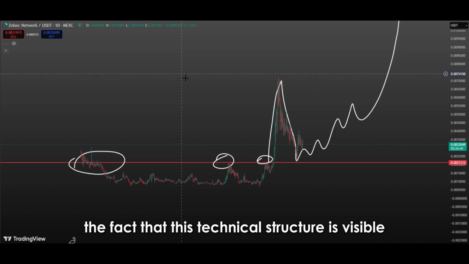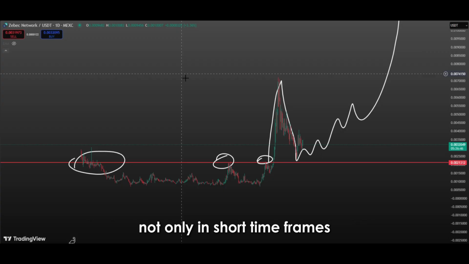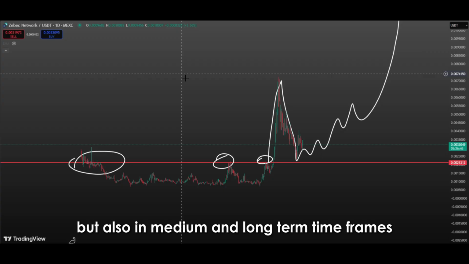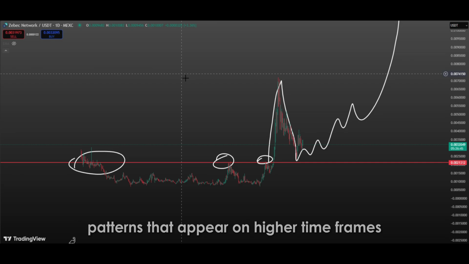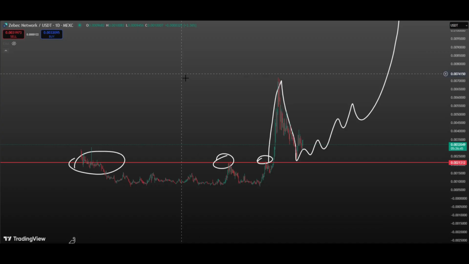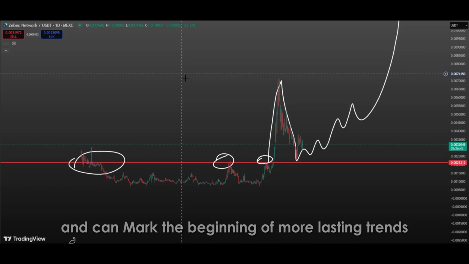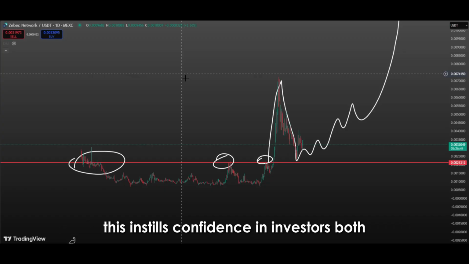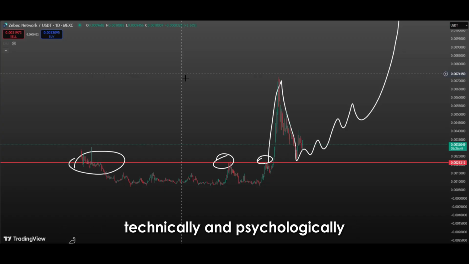Additionally, the fact that this technical structure is visible not only in short time frames, but also in medium and long-term time frames adds to its credibility. Patterns that appear on higher time frames usually provide stronger signals and can mark the beginning of more lasting trends. This instills confidence in investors, both technically and psychologically.